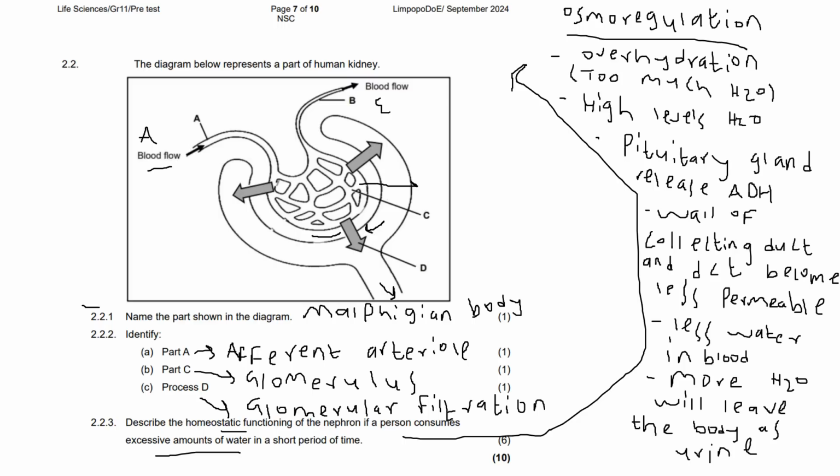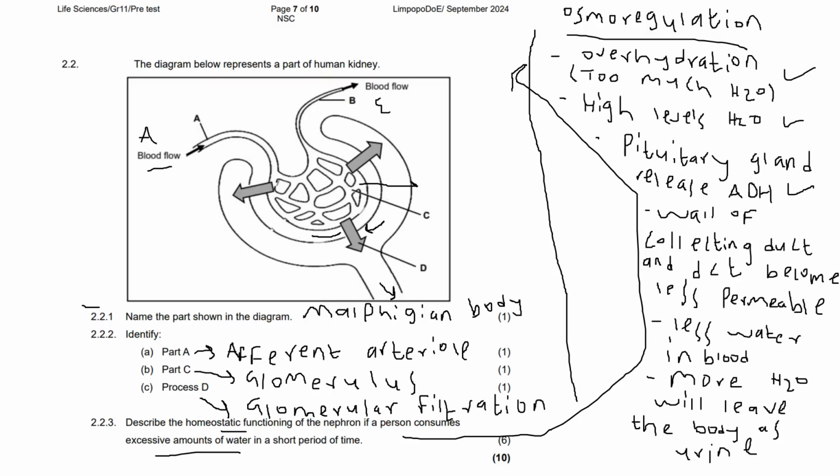Okay, I realized I was not recording when I was doing the other points. So this will be the whole process that will occur. You're going to have osmoregulation, and from there onwards, you're going to have overhydration, which is too much water. Then you will have high levels of water. Then the pituitary gland, or the master gland, will release the hormone ADH.